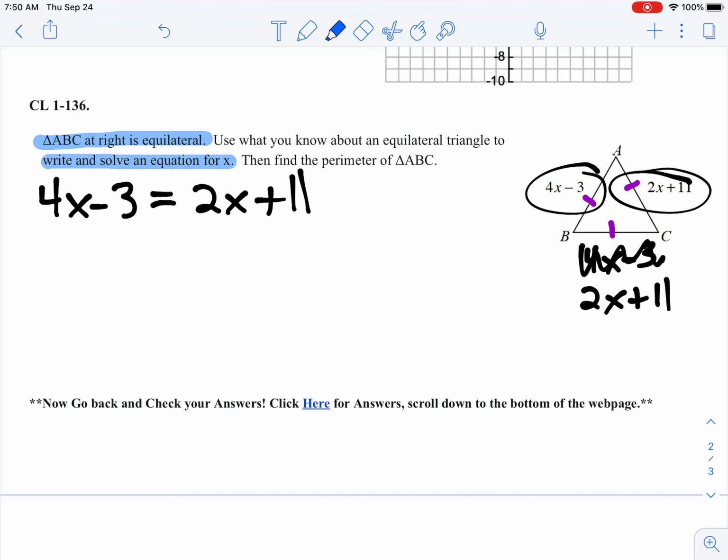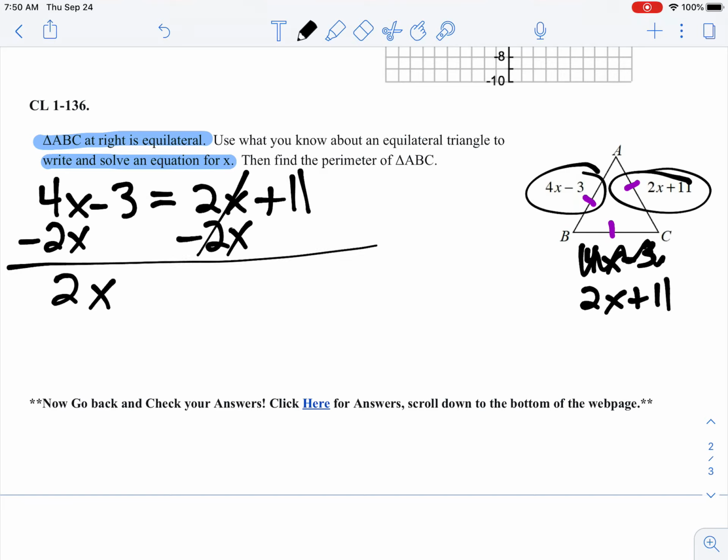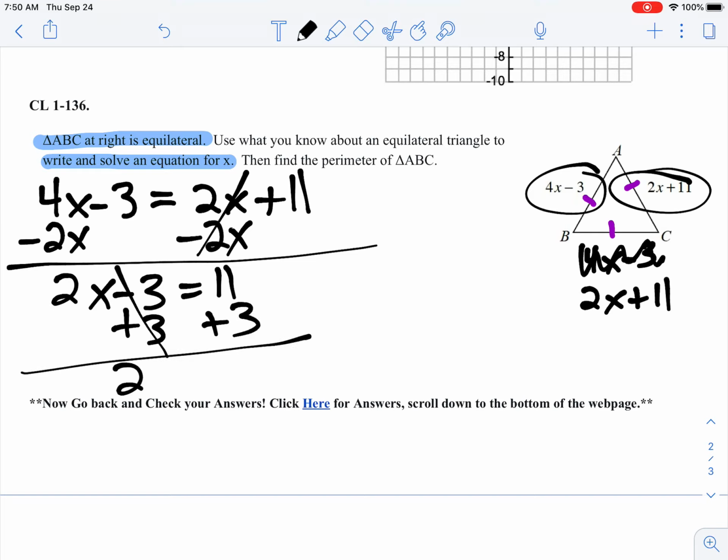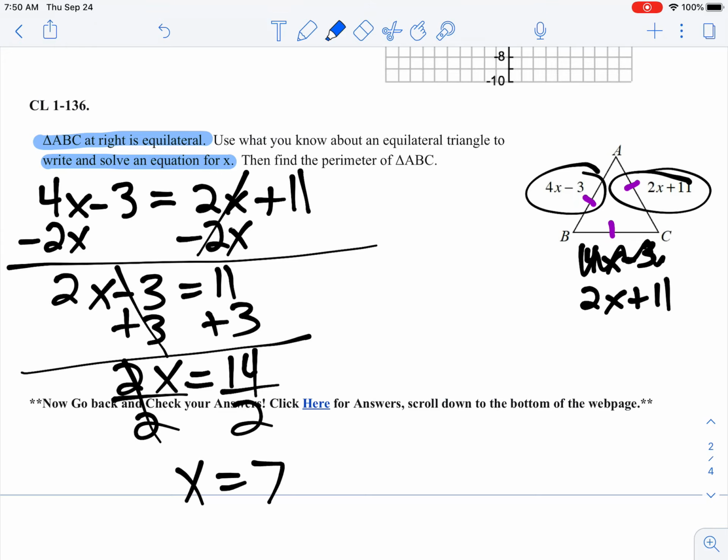Now it says to write and solve an equation for x. We already wrote the equation, so now I'm going to solve it. I'm going to subtract 2x from both sides. Now we have 2x minus 3 is equal to 11. Add 3 to get the x by itself. So we get 14, divide by 2, and so x is 7.